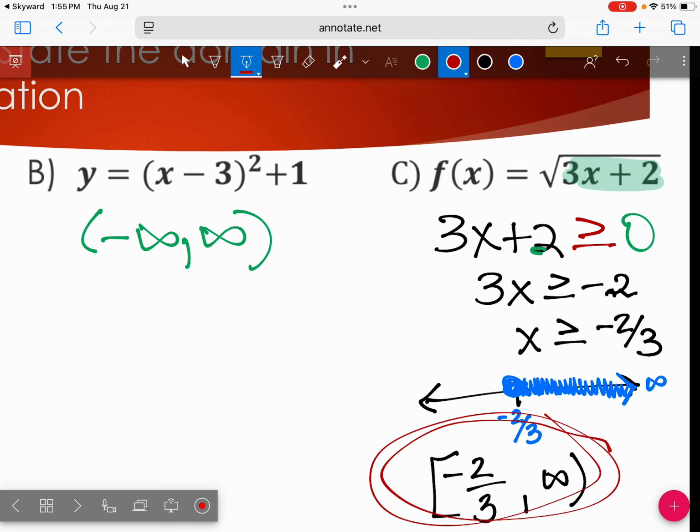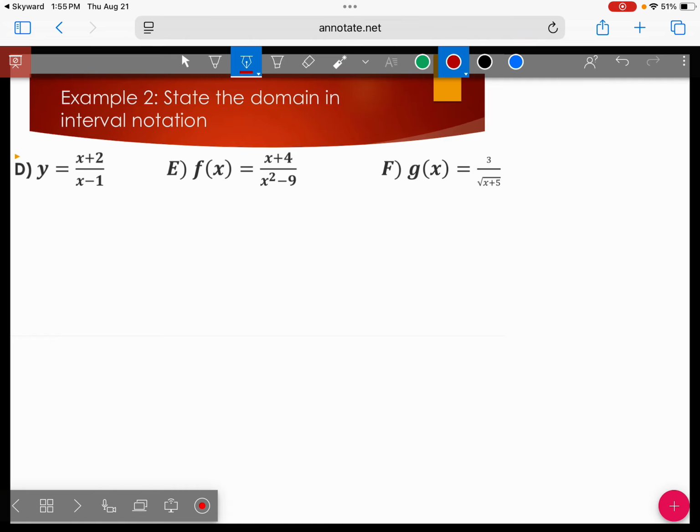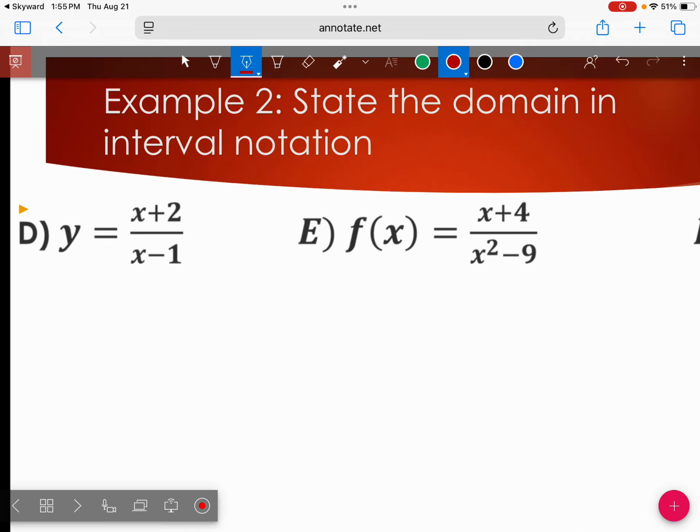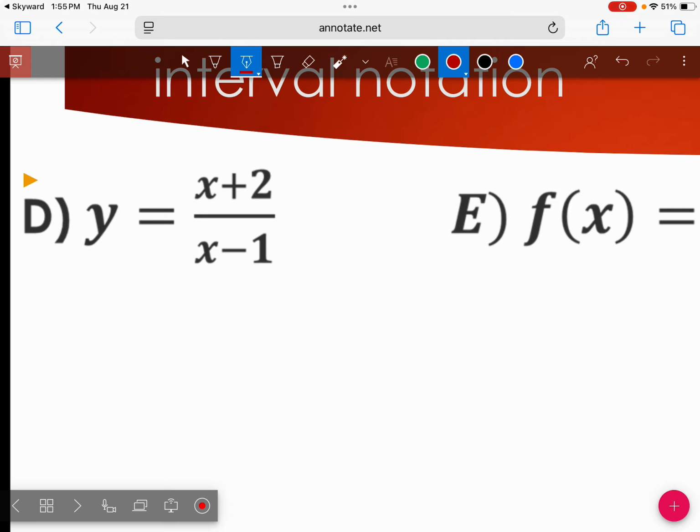All right, any questions about the first 3? Ready for the next 3? I think for this one, we should copy it down one at a time because these might take a little bit more space. So let's just copy down D, and then we'll go to E, and then we'll go to F.